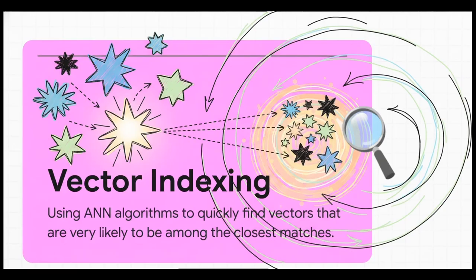The solution, and this is really the secret sauce of a good vector database, is a process called vector indexing. It uses these really clever algorithms called approximate nearest neighbor, or ANN. Here's the trick. Instead of looking for the one single, mathematically perfect match, ANN algorithms take a shortcut to find good enough matches that are almost certainly what you're looking for, and they do it at lightning speed.